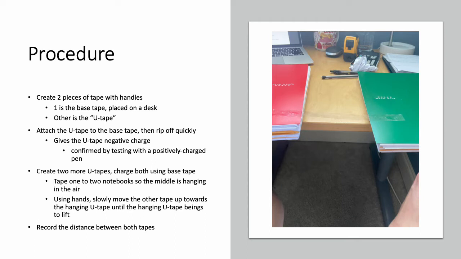We then create two more U-tapes, and we charge both of these using the base tape. One of these tapes is going to be attached to two notebooks, so the middle is hanging in the air, as we can see in my photo. And using my hands, I'm going to slowly move the other tape up towards the hanging U-tape until the hanging U-tape begins to lift. We're going to then record the distance between the two tapes and then calculate our answers from there.